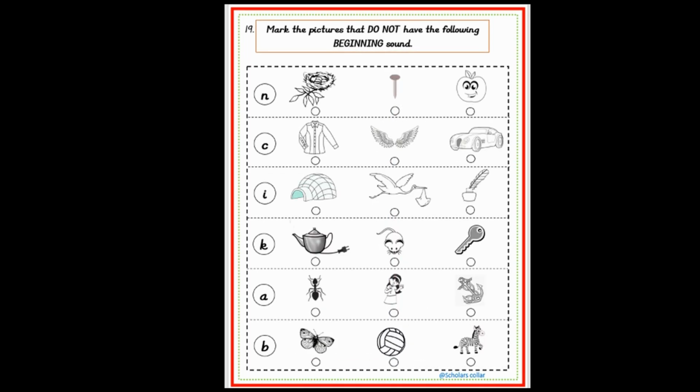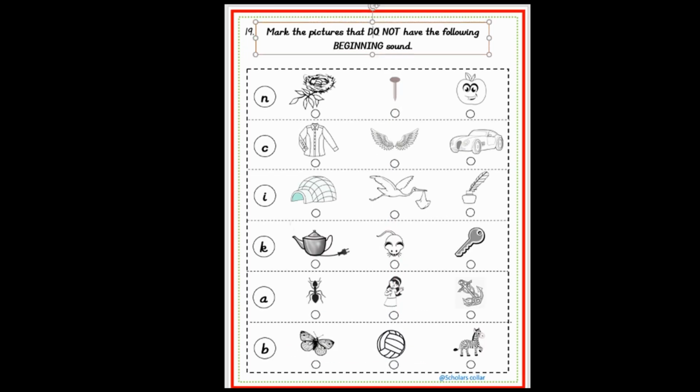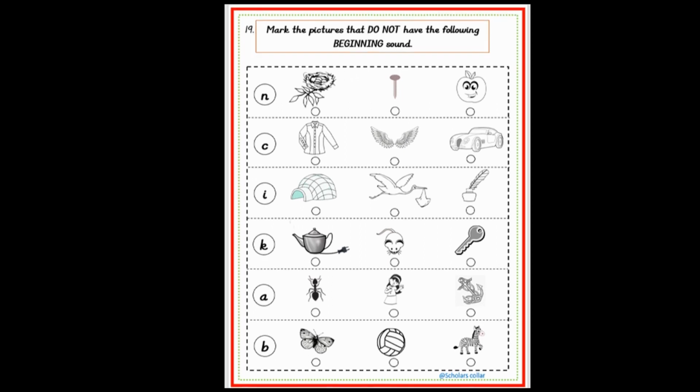Okay, next one, mark the pictures that do not have the following beginning sound. So nest and nail both have the N sound. So you're going to mark apple because apple does not have the beginning sound. So coat and car have K sound, but wings do not. So we are going to mark that.